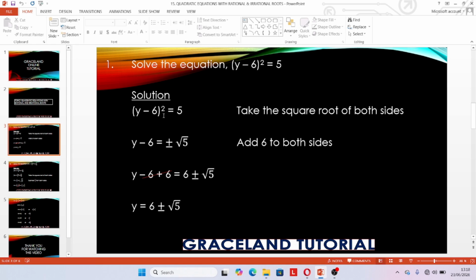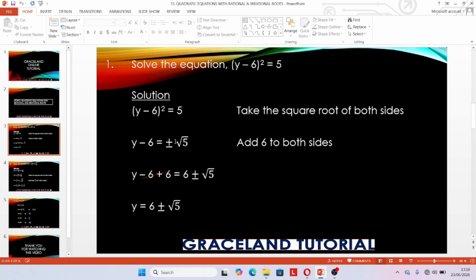Now, how do you solve this? The left hand side is squared and the right hand side has no square. So what you need to do is take the square root of both sides. If you find the square root of (y − 6)², you are going to have y − 6, which is equal to the square root of 5, that is plus or minus the root of 5.